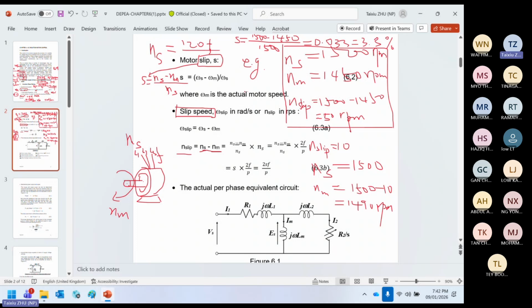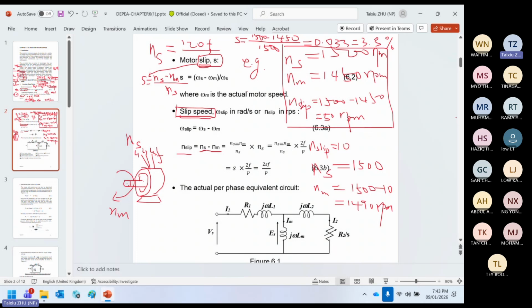So this one is the slip. The other one is the slip speed. These two concepts are different. Okay, I write down here. Highlight here: one is the slip, the other one is the slip speed. One is here, the other one is here. Now if someone says, my motor speed right now has a slip S of 3.3%, he's talking about the S, the slip.